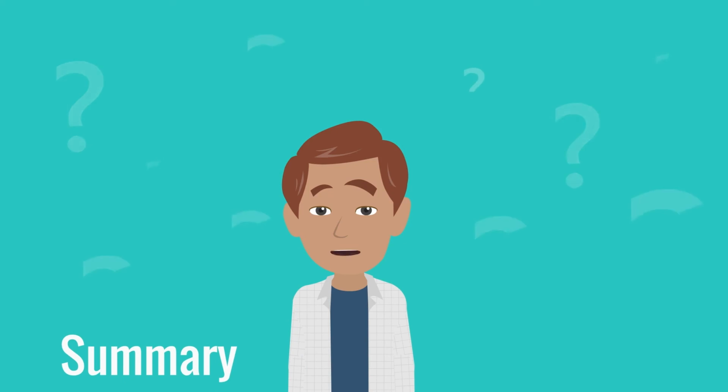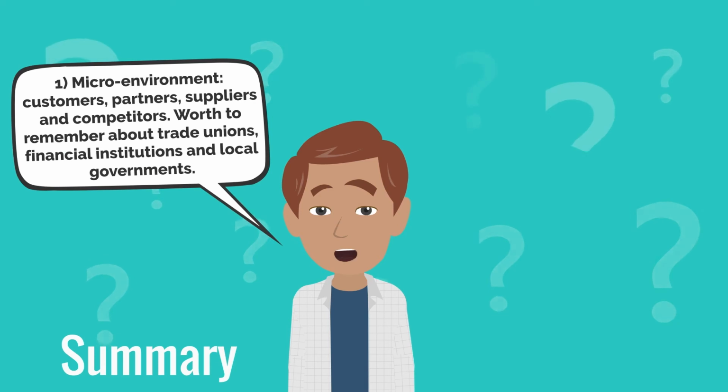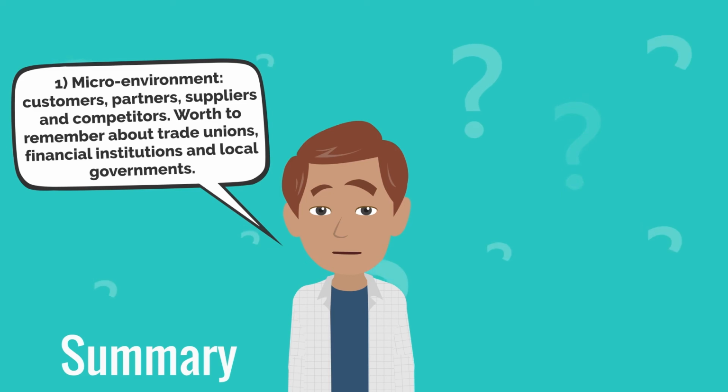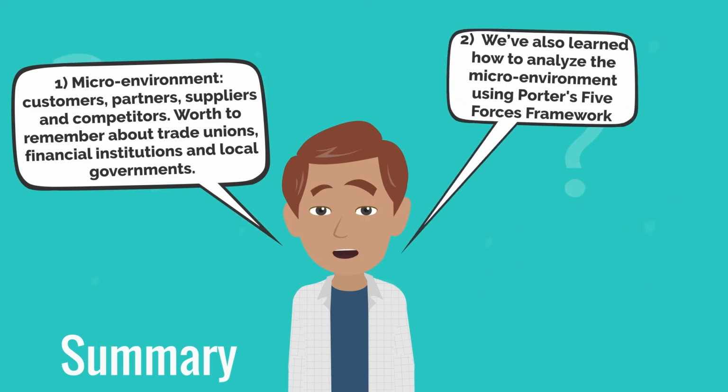So, to sum it up, from today's video, we've learned that the organization's microenvironment consists primarily of its customers, partners, suppliers, and competitors. But it's also worth remembering trade unions, financial institutions, and local governments. We've also learned how to analyze the microenvironment using Porter's 5 forces framework, which takes into account the force of suppliers, the force of the customers, the threat of the appearance of new competitors, the threat of the emergence of substitutes, and the intensity of competition in the given sector.